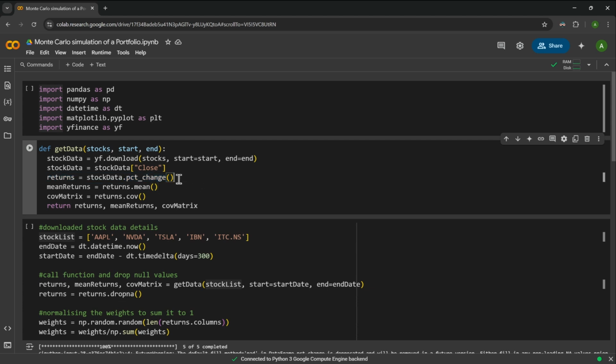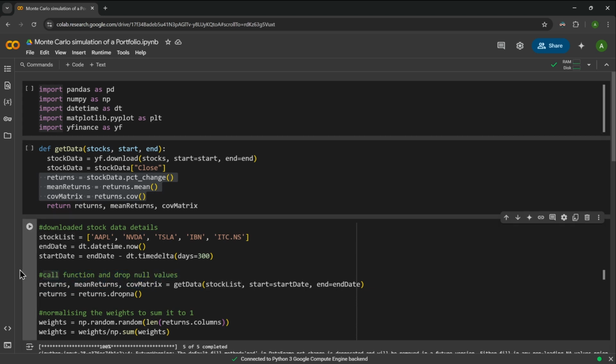So we have these three key metrics that we take for every stock. We take the returns, mean returns, and the covariance matrix, and we return all of these back to these three variables. So that is that. I think returns and mean returns are fairly easy to understand why we need them.